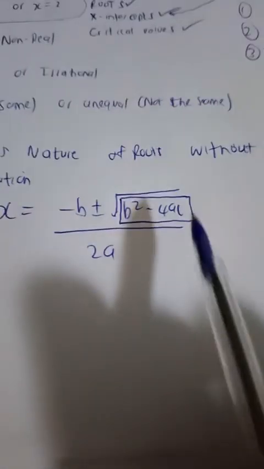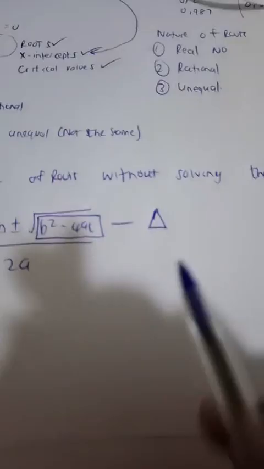So we can utilize this section. This here, underneath the square root, we have something that we refer to as the discriminant.